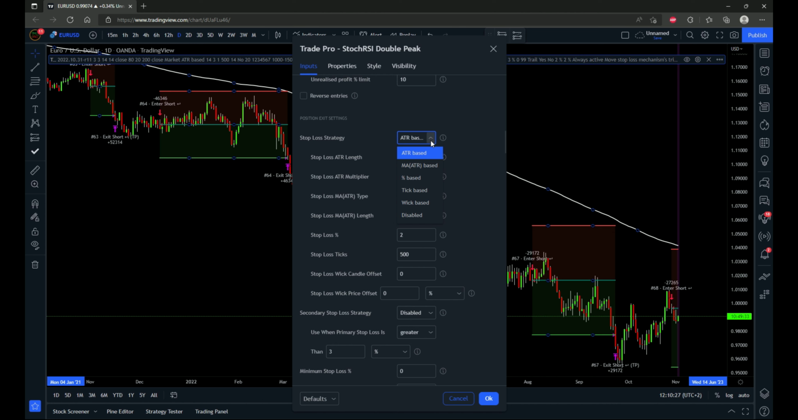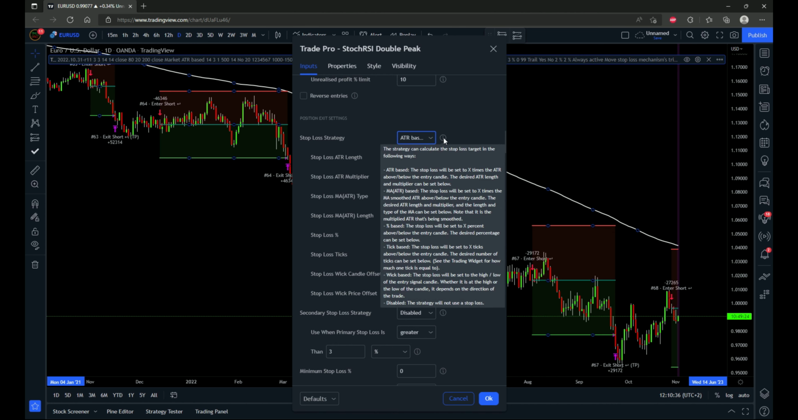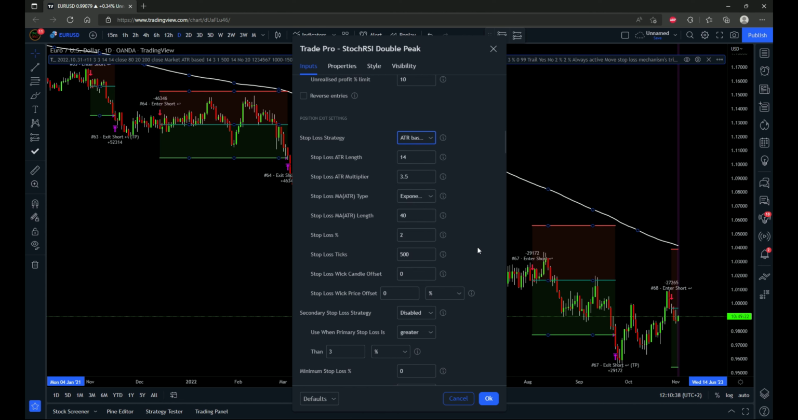So you can do an ATR based stop loss, moving average of the ATR based stop loss, percent based, tick based, wick based, or you can just disable it altogether. And this has an explanation for each of those. Of course, you can choose those specific settings here. Right now, I have it set to ATR based with 3.5 times the ATR being the stop loss placement right now.